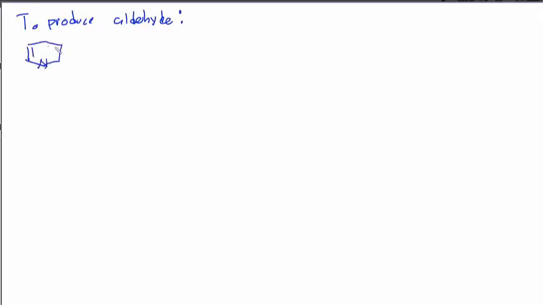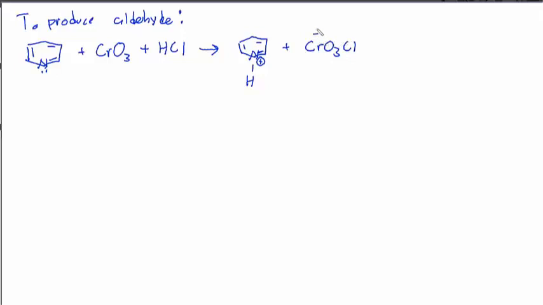Here's pyridine. It's the non-nucleophilic aromatic nitrogenous base. CrO3 and HCl. When we mix those together in a 1:1:1 ratio, we produce this. The nitrogenous base collects the hydrogen, creates pyridinium, and that is a cation, and we produce the CrO3Cl anion. The chlorine reacts with the CrO3.